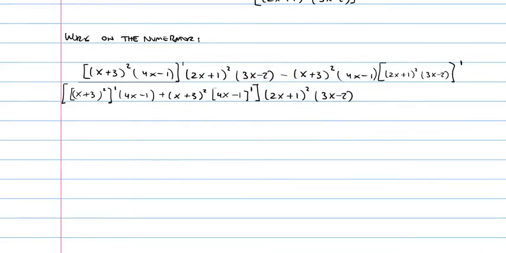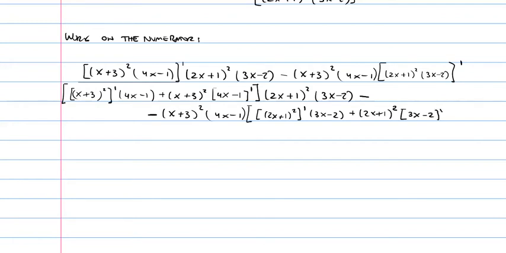And now we have all this minus, I'm just going to continue here. We have this as a constant times this derivative, that's also a product, so it's going to be the derivative of the first one times the second one, plus the first one times the derivative of the second one. Now we're going to be working on these derivatives.